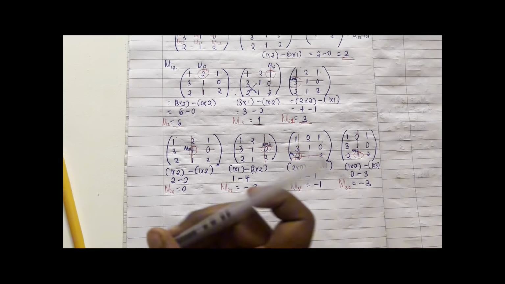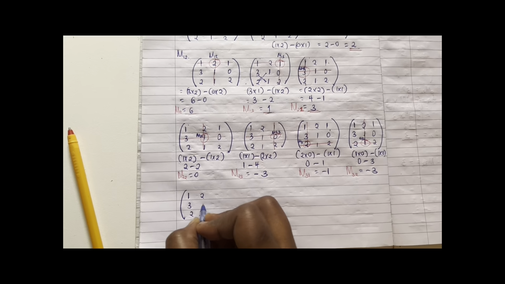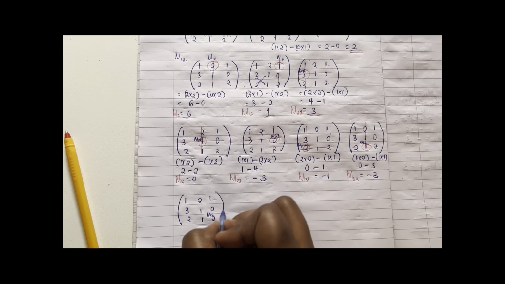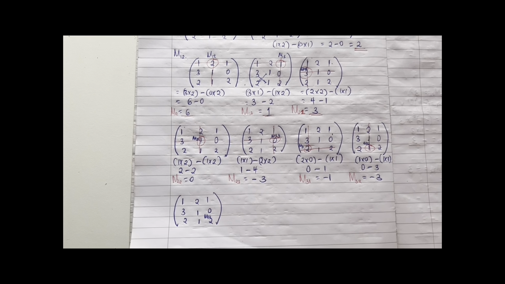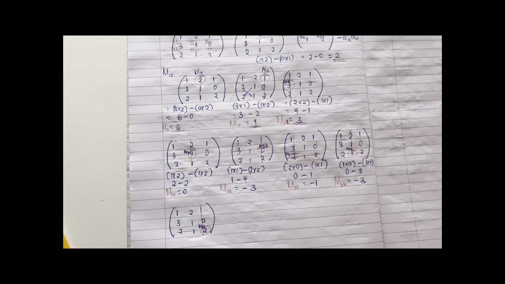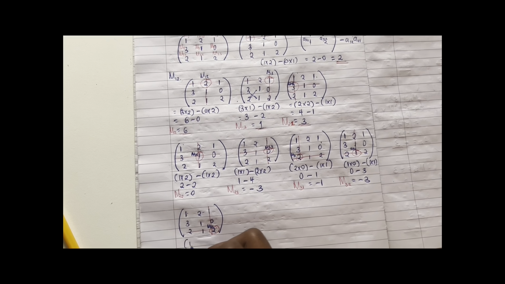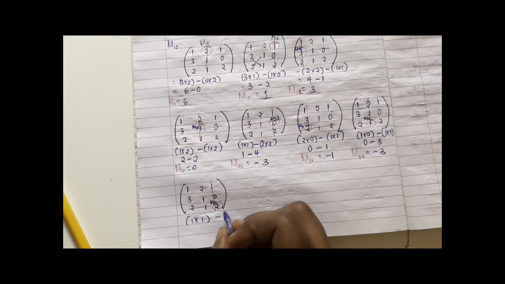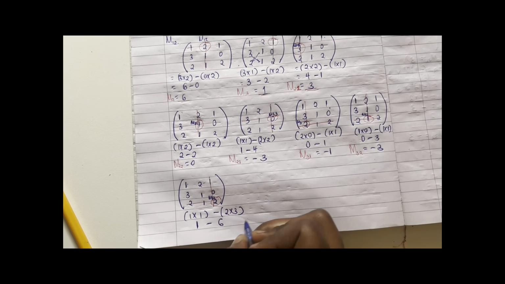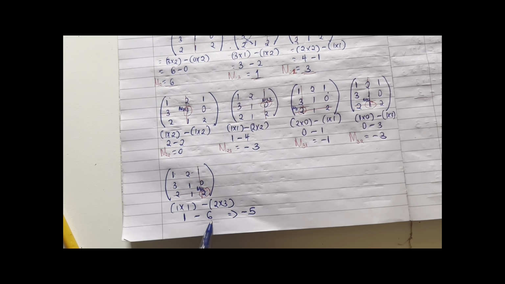Then we move to the final one, which is M33. I'll rewrite again. Cancel each row and column where M33 stands. So that's 2 cancel. Then we'll have 1 times 1 minus 2 times 3. We'll have 1 minus 6. That gives negative 5 as M33.